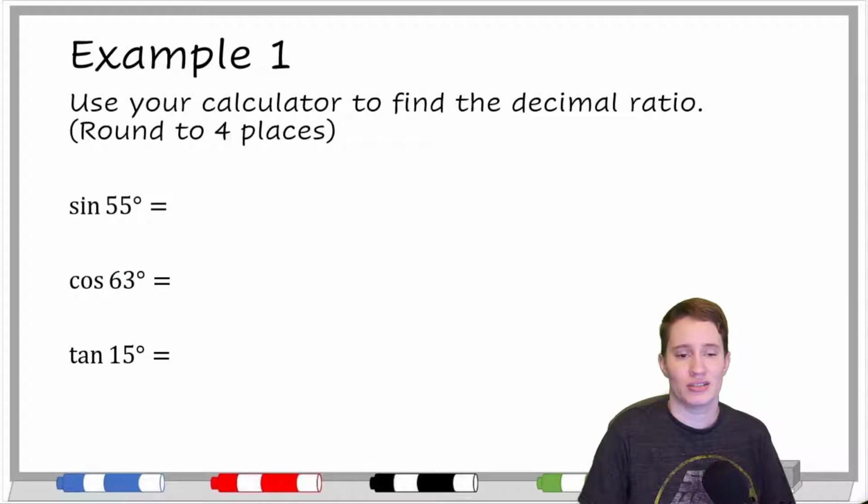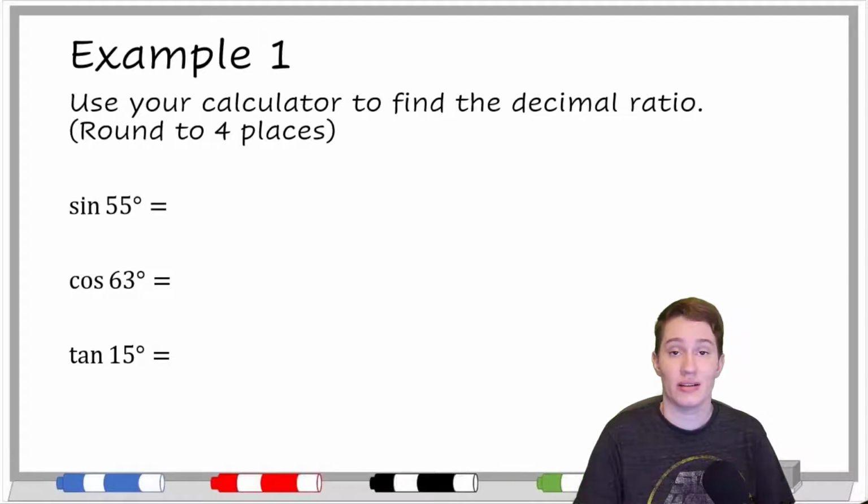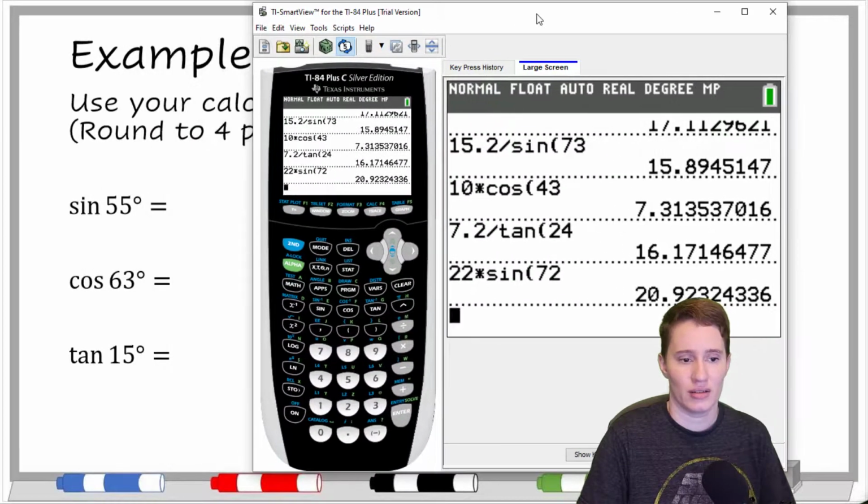All right, example 1, super easy peasy. Use your calculator to find the decimal ratio, round to 4 places. These are so easy, you could use your phone calculator. If you already watched lesson 4 with me, we talked about how the phone calculator can actually lead you to having some trouble. But here, no, we could totally do this on our phone calculator, no problem.